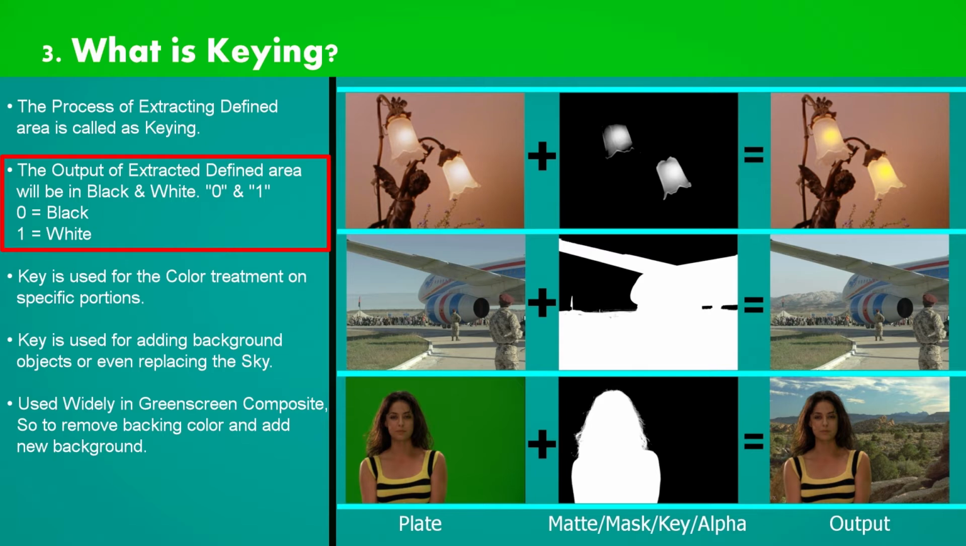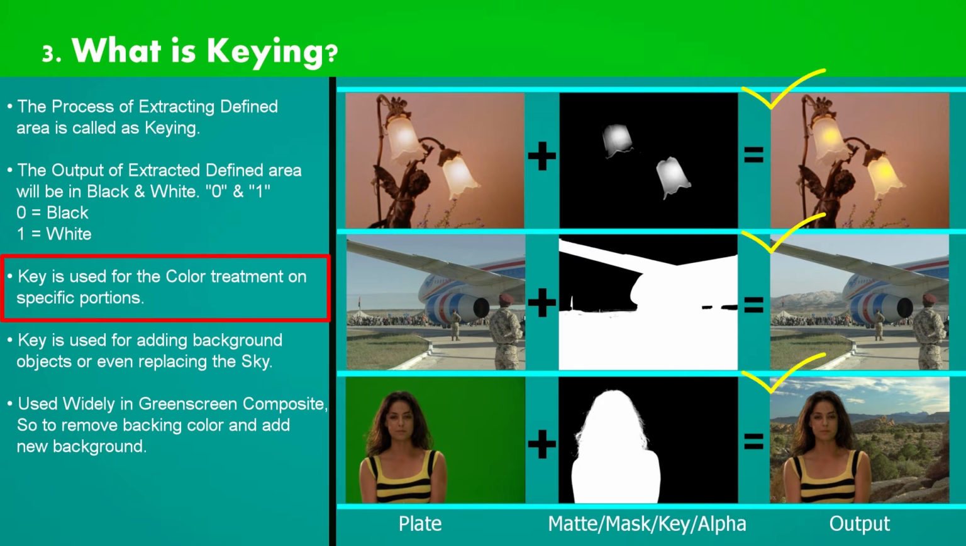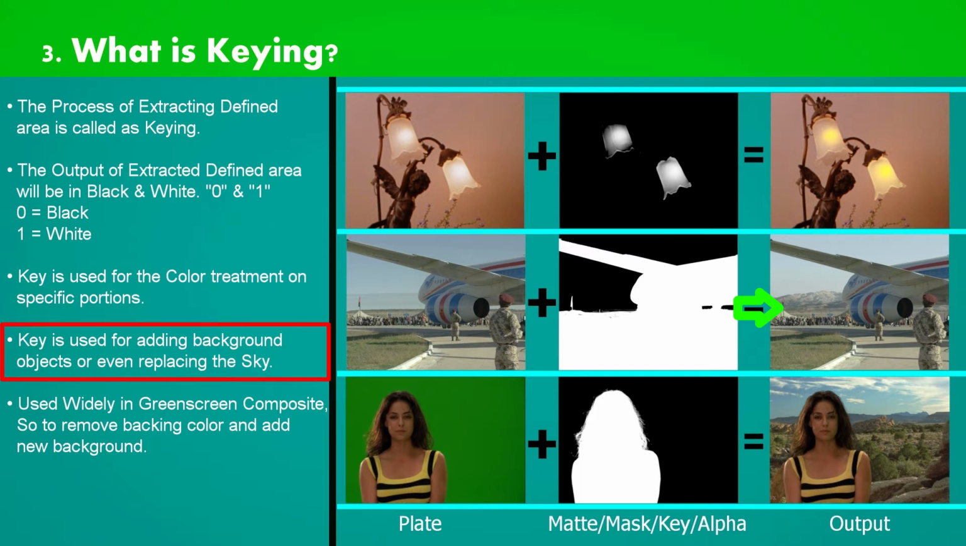From these examples here, in the real world, the key is used for various applications. In the first example, it is used for adding color on a lamp bulb. In the second example, the key helps to add a new background or replace the sky area. Also, key is used most widely in green screen images, to add a completely new background and remove the green backing color. From these various examples, keying is the first step, the starting step of the digital compositing world.